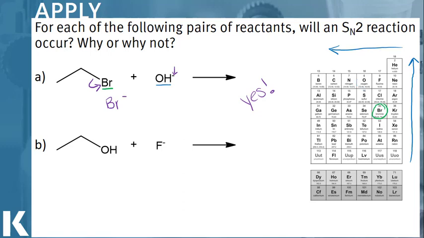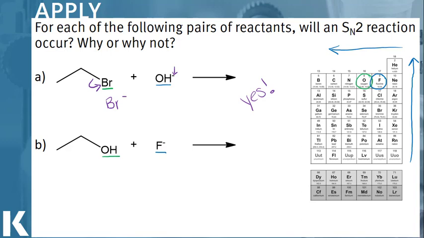Okay, one more example. Part B has OH as a leaving group and fluorine as its nucleophile. We can use our trend here again. We have oxygen here and we have fluorine here. So oxygen is to the left in that row. And so while both of these could be good nucleophiles, OH is just a little bit better. And it's not likely that a nucleophile like fluorine, even with a negative charge, could displace it.